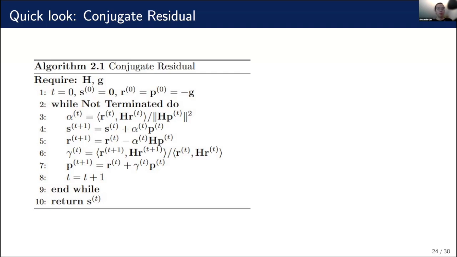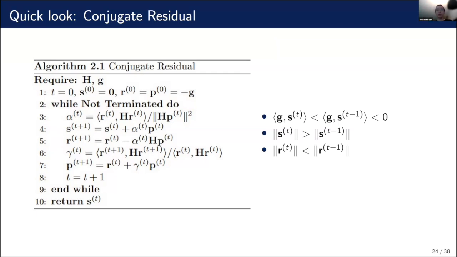The conjugate residual is just like conjugate gradient, which is very popular. It's not exactly the same, but it's very similar. If you look closely, you'll realize it has an additional H, an additional matrix, every time you form the coefficients or constants. For conjugate gradient, you simply have RR, but for the conjugate residual, you have RHR. That is the difference.